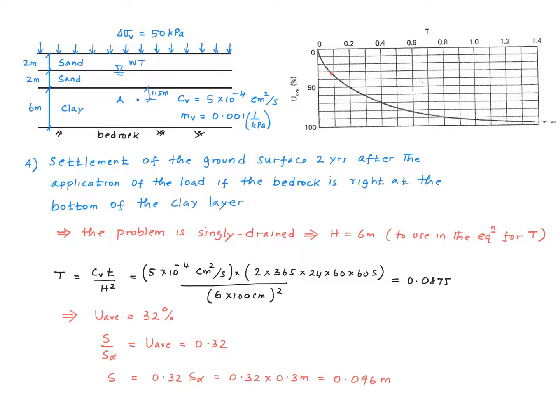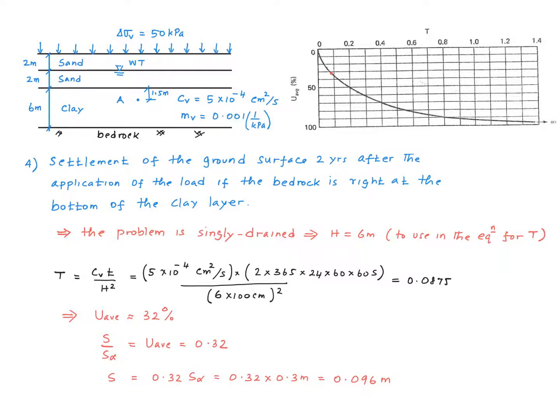So using 6 meters in this expression, we get a value of 0.0875 for the time factor. Now we go back to this chart, U average versus T chart, and for 0.0875 of time factor, we get a value of roughly 32% for U average. So using 32%, we recalculate the settlement 2 years after the application of the load, and that works out to be 0.096 meters.